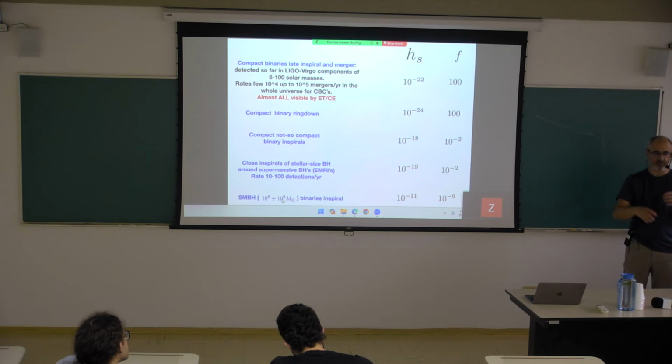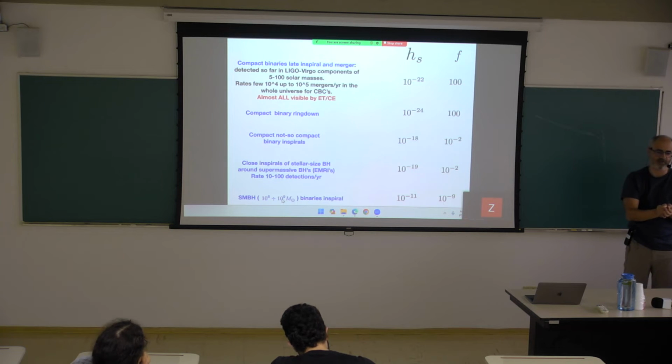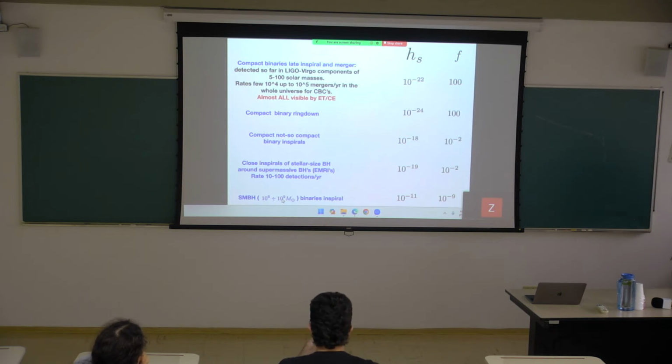In LISA you can see either supermassive black hole spirals in other galaxies, of course, because the masses involved are large, or if you want to stay on stellar-sized objects, you are profiling the galaxy. And now you have a couple of pictures.